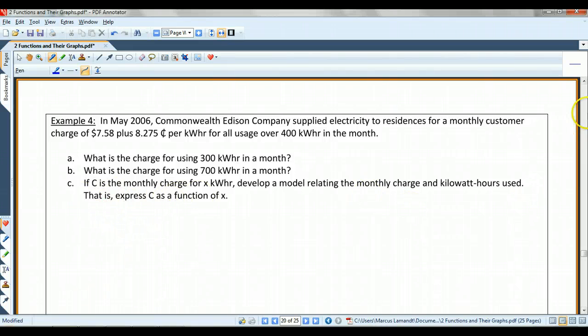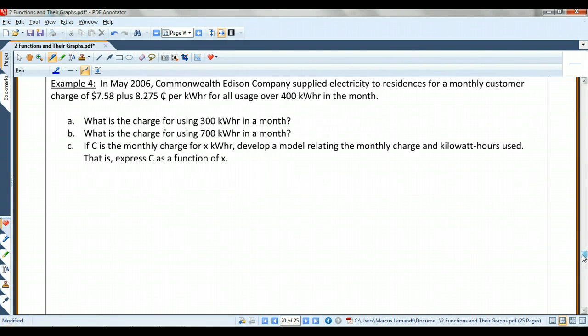Alright, so this is what we're going to do. First thing, every month, this company charges $7.58 plus 8.275 cents per hour, and I'm just going to call this X. So, for 300 hours, I would plug in 300 for this. Let me pull out a calculator. Actually, let me call this C of X.